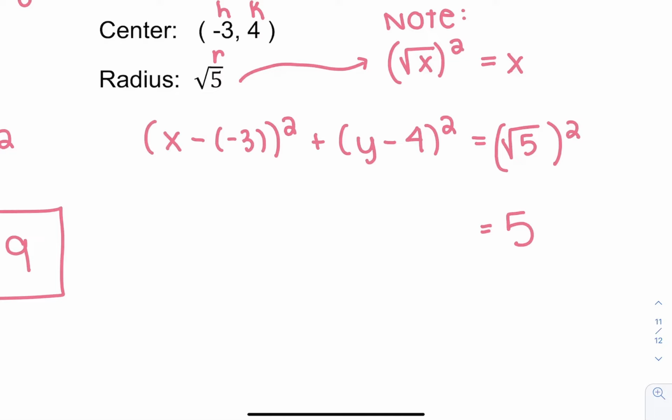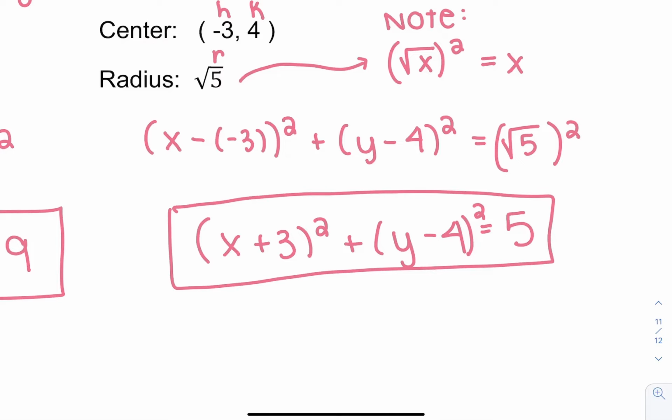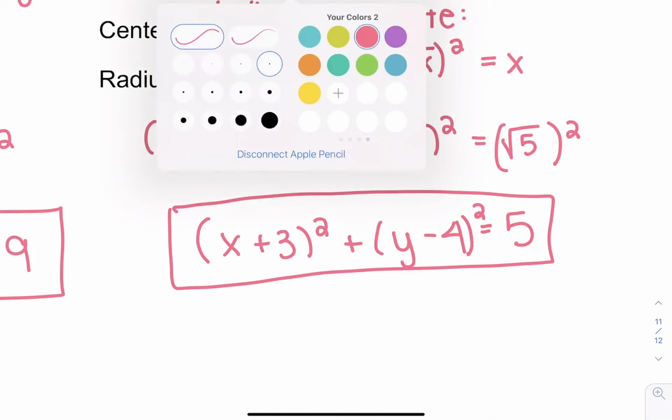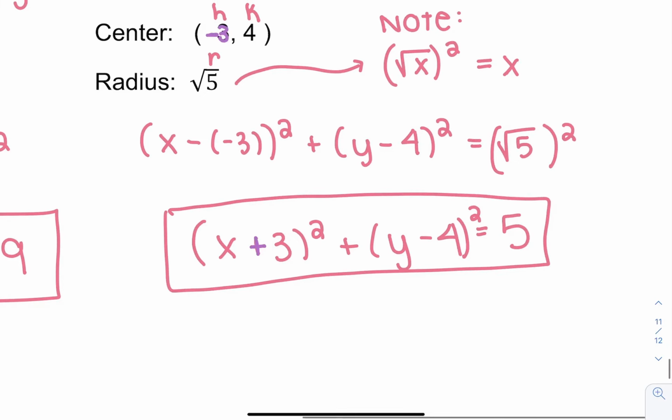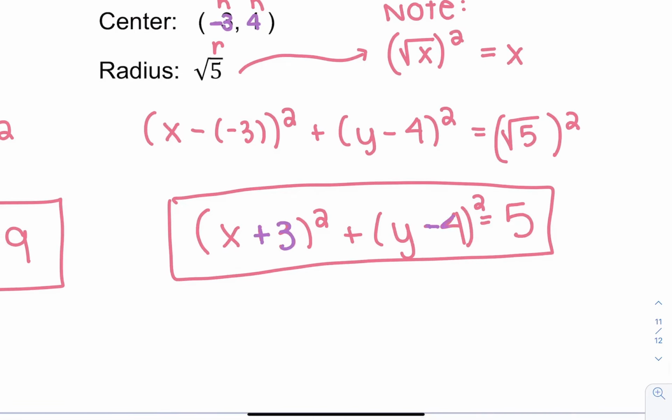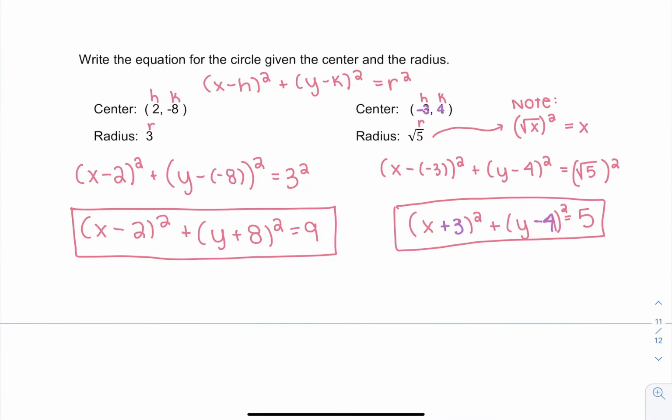And now I'm just going to rewrite this so everything's simplified. So the x minus negative 3 becomes x plus 3 squared plus y minus 4 squared. The last thing I like to check is just that my signs are opposite of what they seem like. So I've got a negative 3 here, so I should be expecting a positive 3. I've got a positive 4, so I should be expecting a minus 4, and I did. And then I remember my squares, and I remember to square my radius. So that's what you do for writing the equation of a circle.